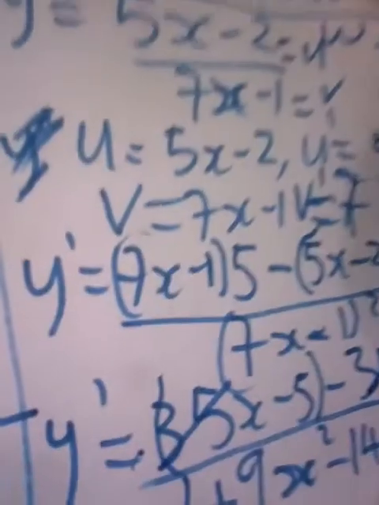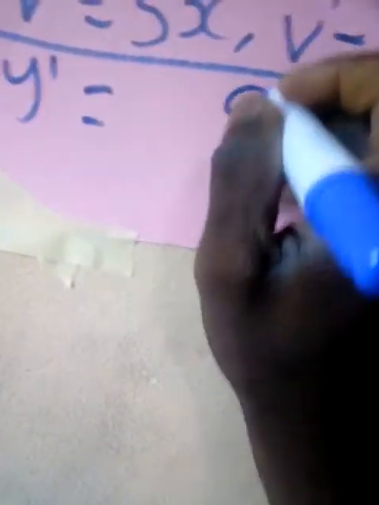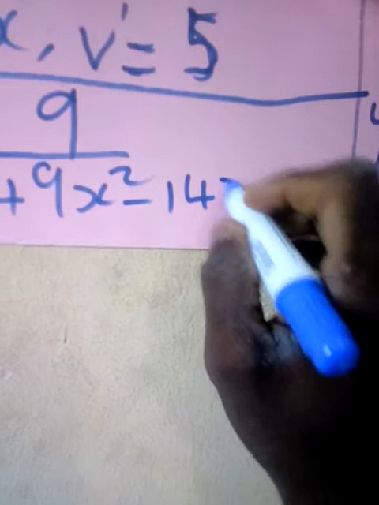So let me finish this up at this point. So 35x minus 35x gives me 0, so this cancels out with this. And then minus 5 minus 14. So that's going to give me minus 5 plus 14. Now that is going to give my y prime to be equal to minus 5 plus 14 gives me 9, all over this equation, 49x squared minus 14x plus 1.